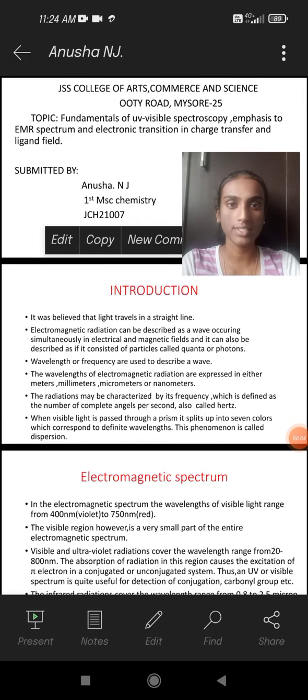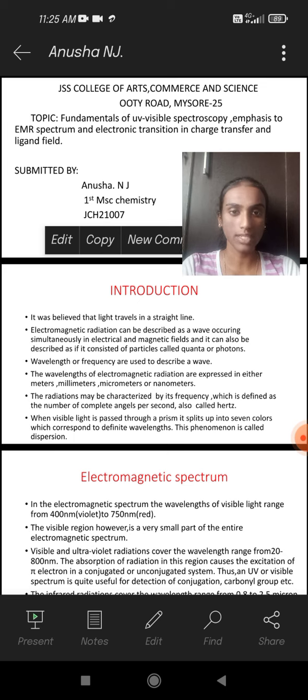Today I am going to discuss the topic Fundamentals of UV visible spectroscopy, emphasis to EMR spectrum and electromagnetic transition in charge transfer and ligand transfer field. Before going to the topic, let us know some introduction about UV visible spectroscopy.